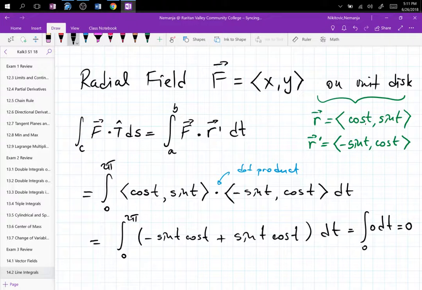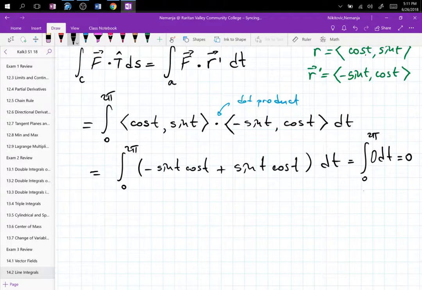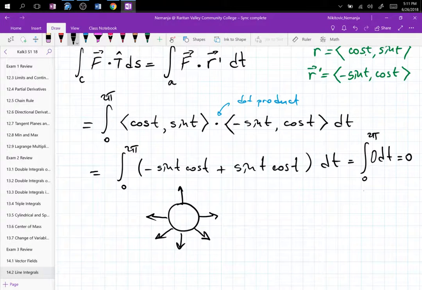So radial field has 0 circulation, which makes sense because the picture for the radial field would be something like this. You have your unit disk, and it radiates out. There is nothing circling around. Everything is just getting from the source, getting out, away from the source. So circulation is 0.